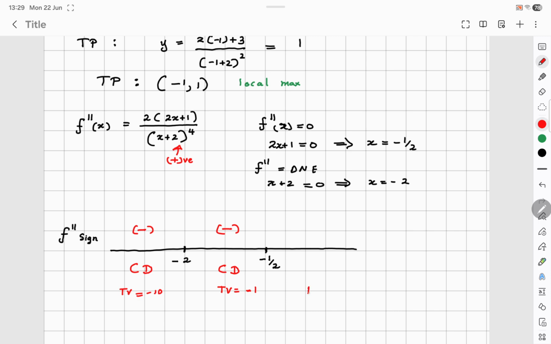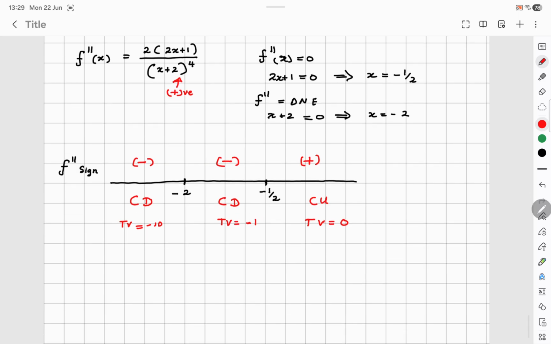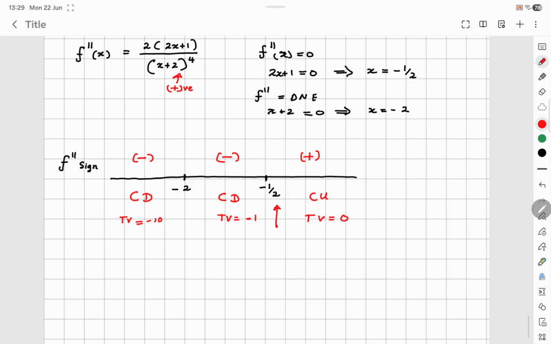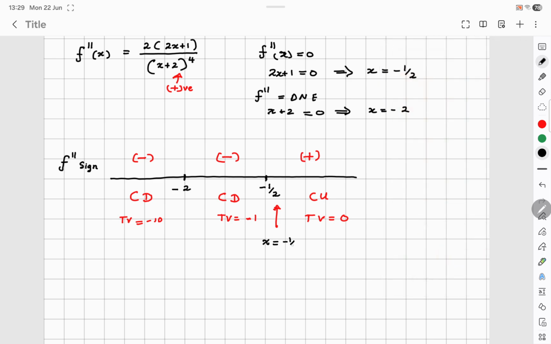After minus half, what happens? Test value I can put 0, so positive. Positive means concave up. So -2 is not an inflection point. It can't be, it is not in the domain. Minus half is an inflection point because concavity changes from down to up. So this is your inflection point. Our inflection point is at x equals minus half.